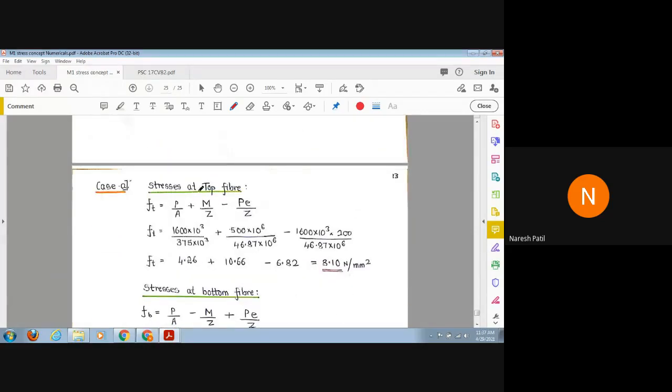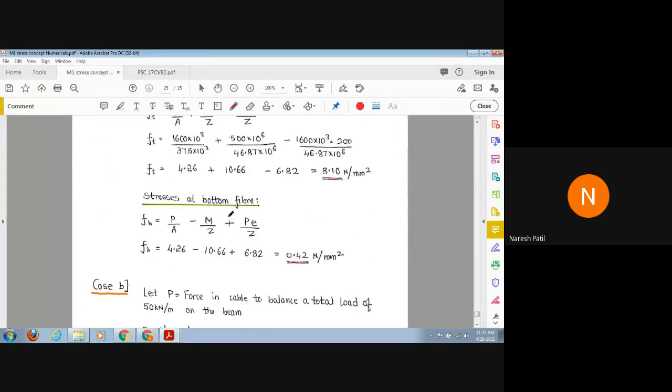Then we have stresses at top fiber. It is as simple as P by A plus M by Z minus P by Z. Then at bottom fiber, P by A minus M by Z plus P by Z. Okay, this is very clear. There is no need for much discussion over this.